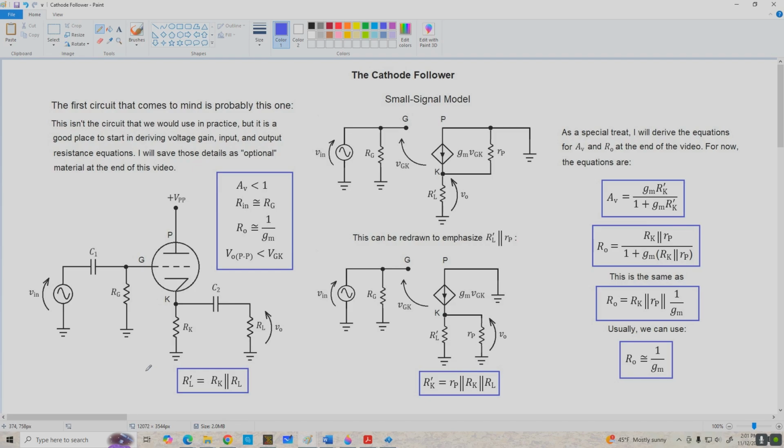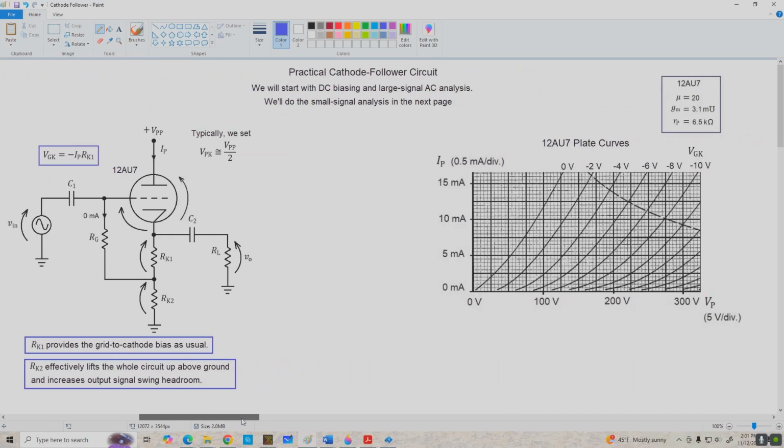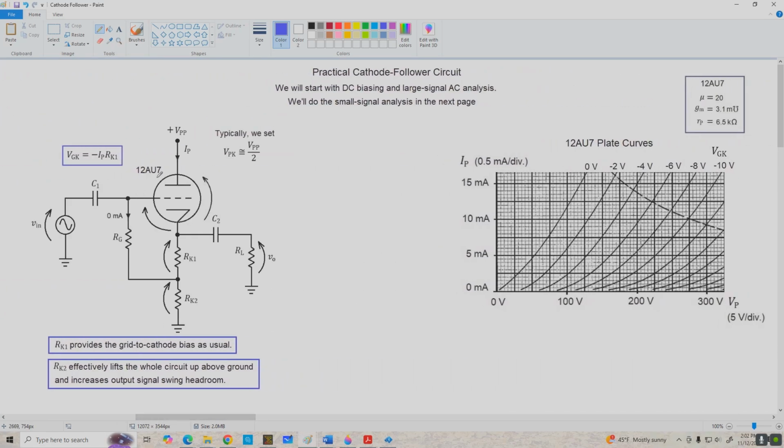Now, as I stated earlier, the biasing arrangement we're using here is not really practical, so let's go on over to the next page and take a look at the modification required to make this thing work. So what we've done here is split the cathode resistor into two parts, RK1 and RK2. RK1 is typically going to be about the same value as we'd have used for all the previous circuits we've looked at. It's maybe a few hundred ohms to few thousand ohms, and it's used to establish our grid to cathode bias voltage. VGK is equal to negative IP times RK1.